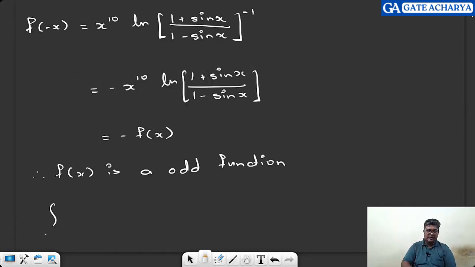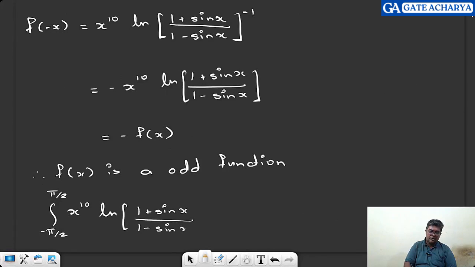So the integration from minus pi by 2 to plus pi by 2 of x raised to 10 times log of (1 plus sin x) by (1 minus sin x) into dx. The answer to this is 0. That's it. So the answer of this integration is 0. This is the odd function property that I'm applying here. I hope this is clear. Is it clear? Please respond.